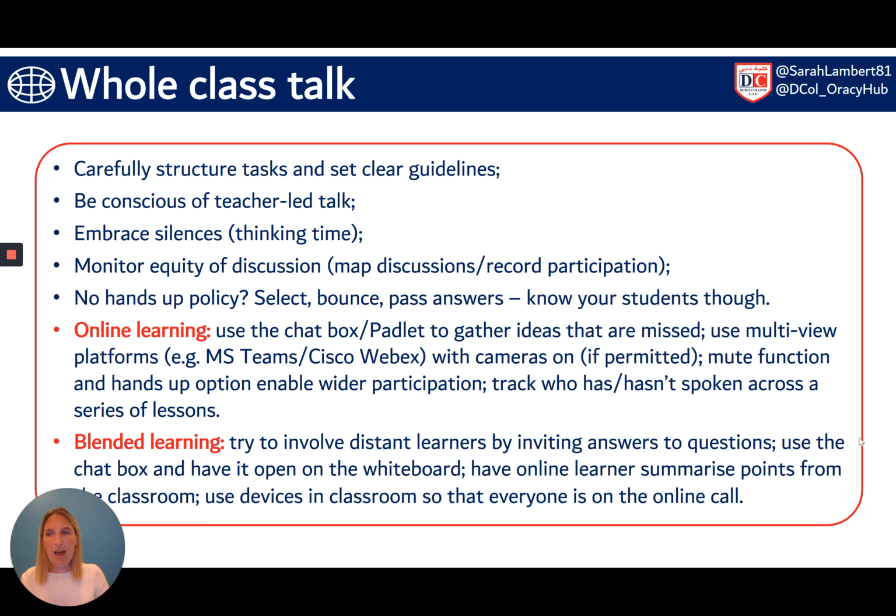If it's blended, I suggest you involve distant learners by inviting answers to questions that are posed in the classroom. You can invite responses from online. And I plan to have my screen open on the whiteboard so I can see the chat function and see things being added. Again, online learners can summarise, and I will be using devices in the classroom to link to students who are out of it.